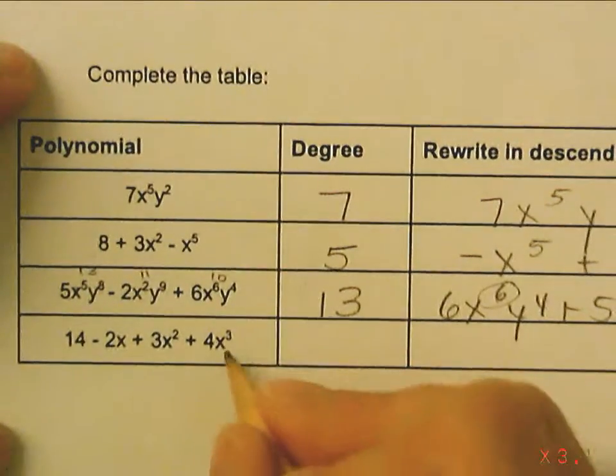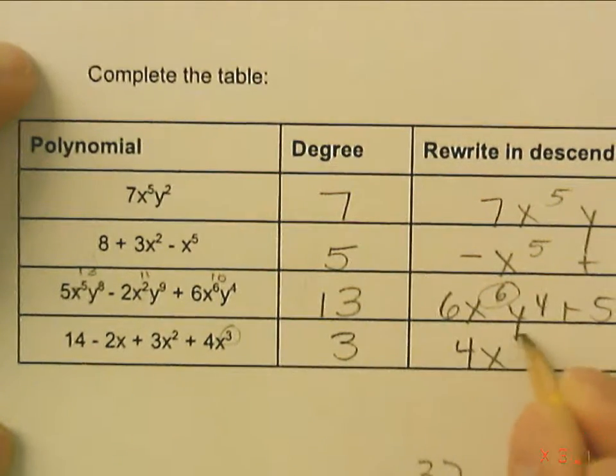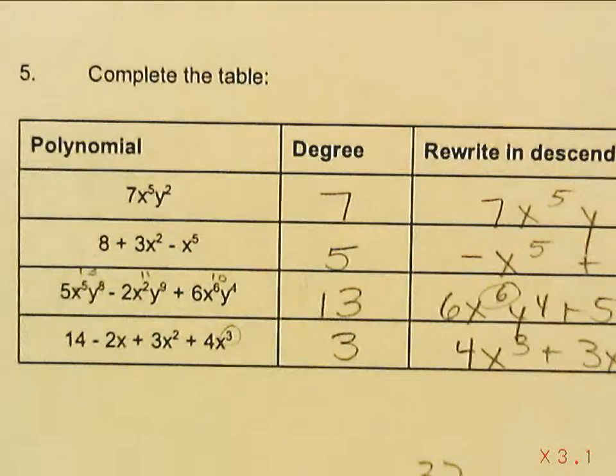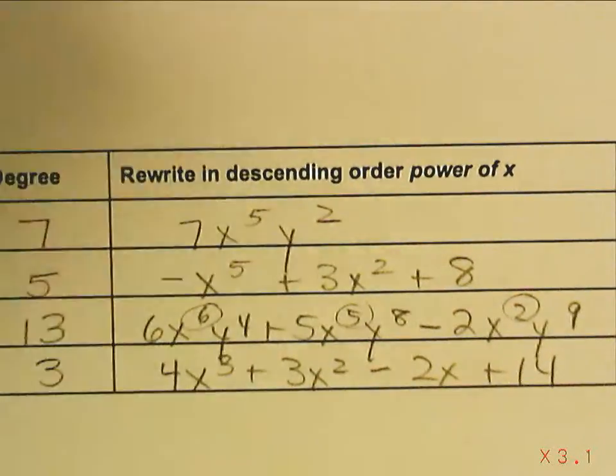Then for this last one, it's to the degree of 3, and it would be 4x cubed plus 3x squared minus 2x plus 14. Okay, and move that over so you can see. And that's the end of this video.